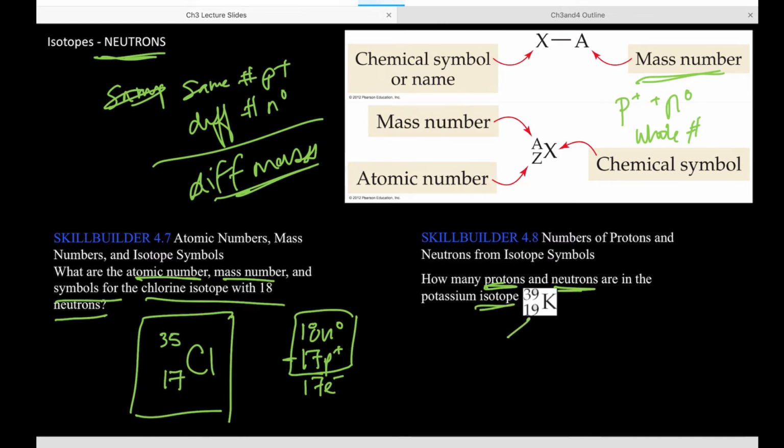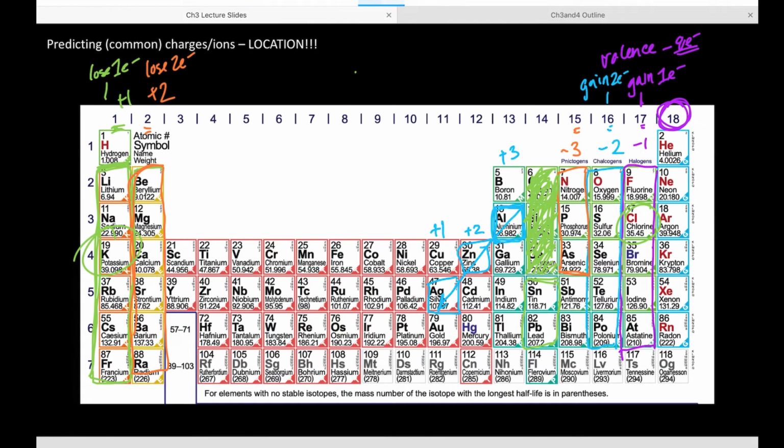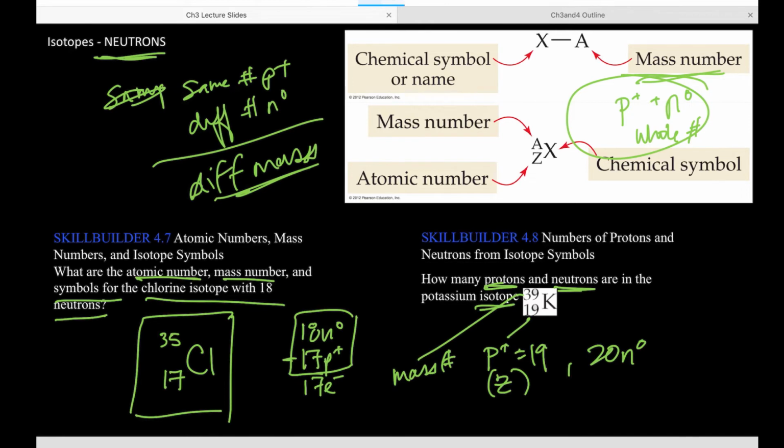So this number down here is atomic number, right? Also known as this, by the way. And this one up here is our mass number, which we already said is protons plus neutrons, which means that, so we'd go find potassium. Potassium is 19, which means that there are 20 neutrons. Yes? Does that make sense?